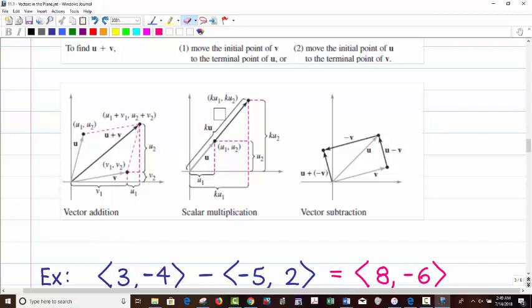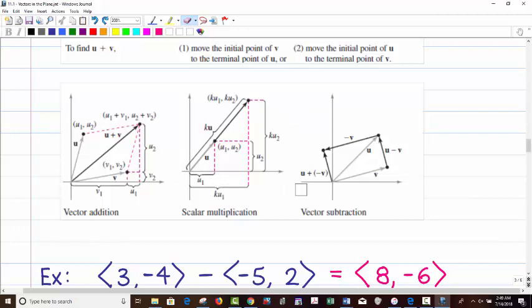Multiplying a vector u by a scalar other than 1 changes its length. And if you multiply it by a negative, it changes its direction also. So it potentially can change your length and direction. If you multiply a vector by 2, you will make it twice as long as it was originally.